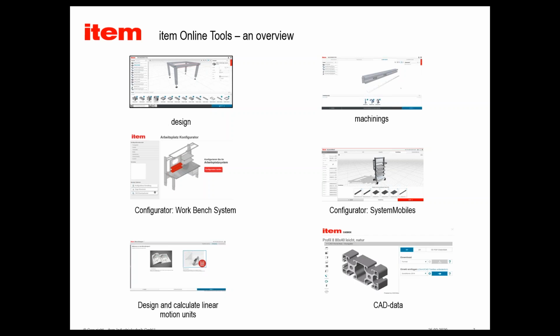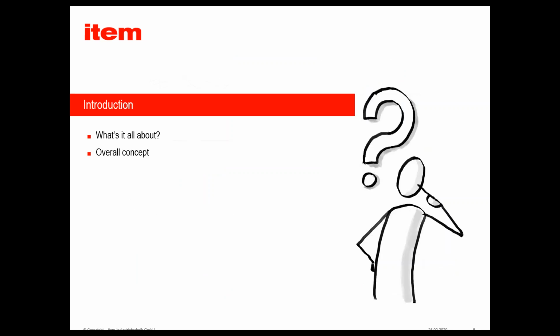And last but not least, item offers more than 4,000 catalog products in our online catalog. For all of those products, we are offering CAD data, either as STEP, SAT, Parasolid, IGES or other neutral formats, as well as direct insertion drivers or interfaces for SolidWorks, Solid Edge, Inventor, Pro Engineer, CATIA, and all of the systems which you would like to use. Okay, that's the basic overview.